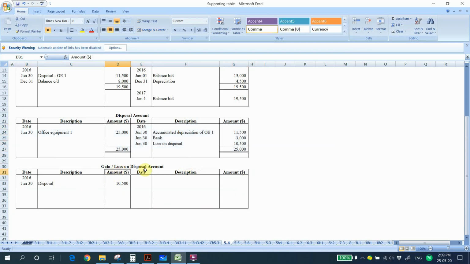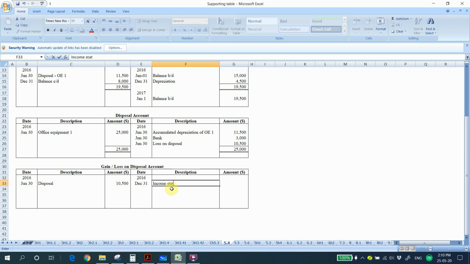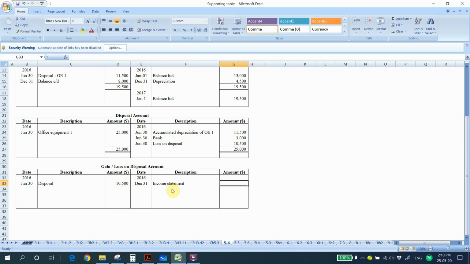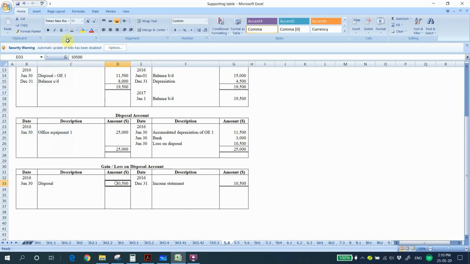And for the gain or loss on disposal account, this account is expenses or income account, depending on whether you are on gain or loss. So this account we will transfer this amount to income statement, because this is either expenses or gain. So we write the wording income statement. So that's all for this exercise.